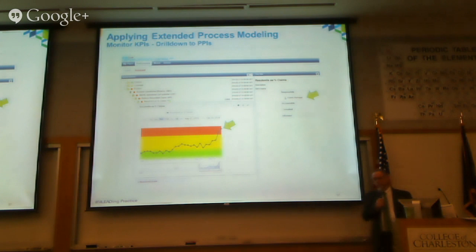So we drill down and we see that in fact the number of resubmits has gone up for some particular reason. What we can determine now is an ownership because we've established that to that particular PPI, and we can determine an action plan to try to address it. So that's the key element of tying these measurement points into the model and tying it back up into a performance management system.